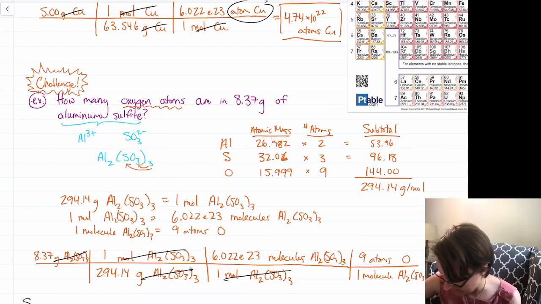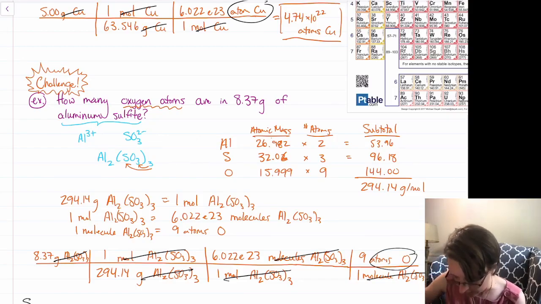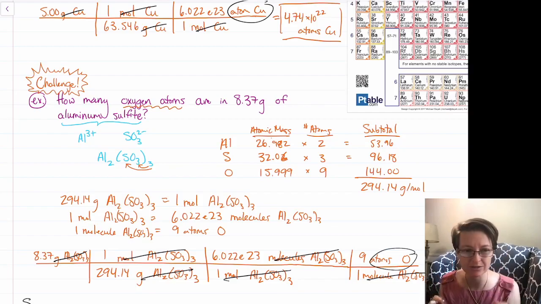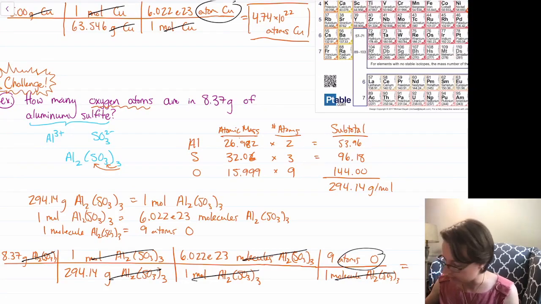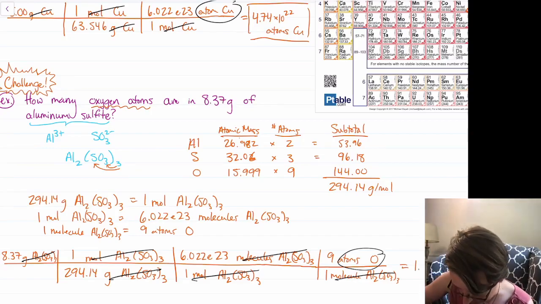And now, taking a look at our units, molecules of aluminum sulfite cancel out. Our current units are atoms of oxygen, which is exactly what we wanted. So we're ready to pull out our calculator, multiply, and report our answer to 3 significant figures. And once you do this, we get an answer of 1.54 times 10 to the 23rd atoms of oxygen.